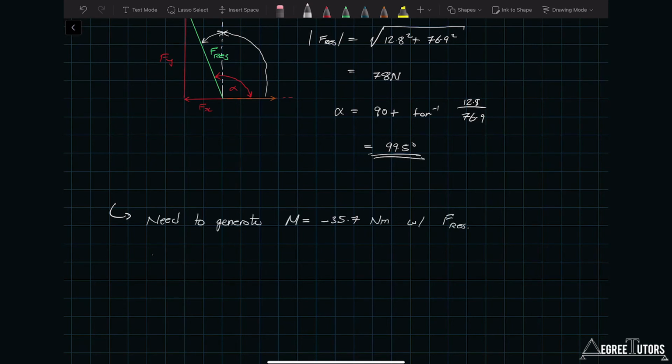And so the only way we can do that is by shifting F res so that it doesn't pass through the origin. We've got to give it a lever arm. The two easy options we have here are we could shift that force, move the point of application of F res along the x-axis, or we could move it up along the y-axis. They're the simplest options we have.